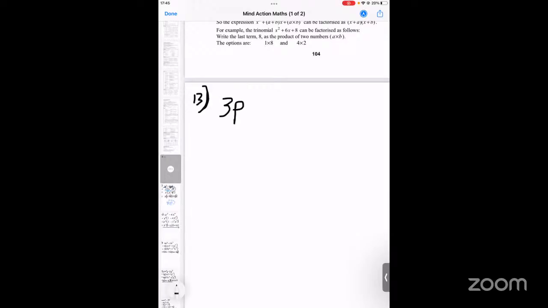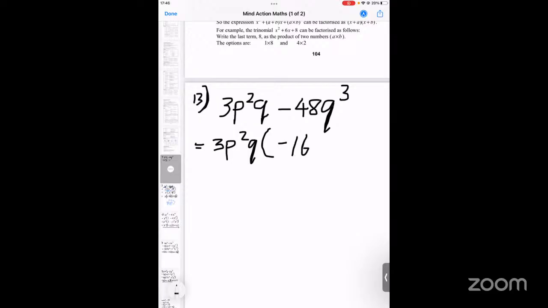3p squared q minus 48 q cubed. Okay. I started off by saying 3p squared q, open bracket, negative 16 q squared.